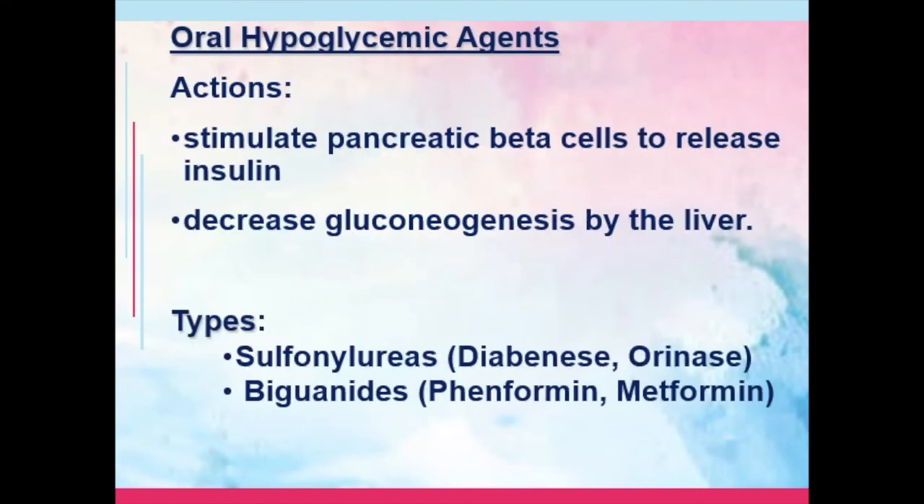Then you have your oral hypoglycemic agents. The action of your oral hypoglycemic agents is twofold, depending on its specific classification. So your oral hypoglycemic agent may stimulate your pancreatic beta cells to release your insulin. Again, it stimulates your pancreatic beta cells to release your insulin. It also decreases your gluconeogenesis by the liver. So if you look at it, the main goal is to decrease the blood sugar of the patient. So it could be your sulfonylureas, such as your diabinese and your orinase, and then you also have your biguanides, such as your phenformin and your metformin. So commonly you can hear about metformin.